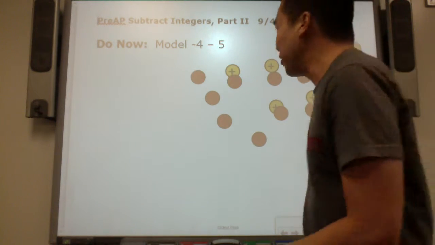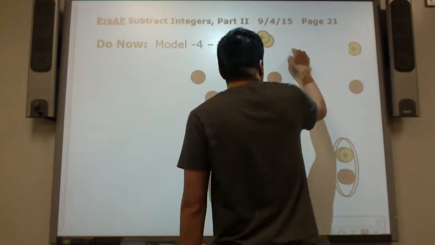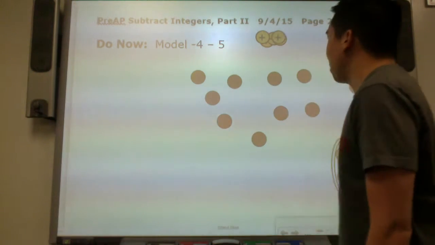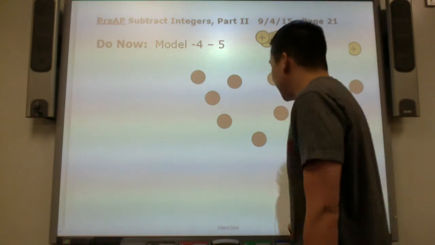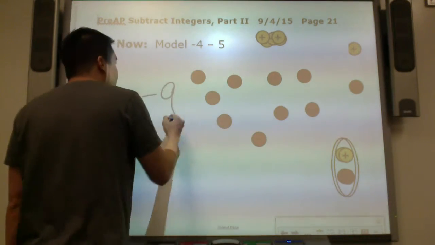Can I take away 5 positives? Yes, I can. What do you have now? 2, 4, 6, I have 9 negatives.